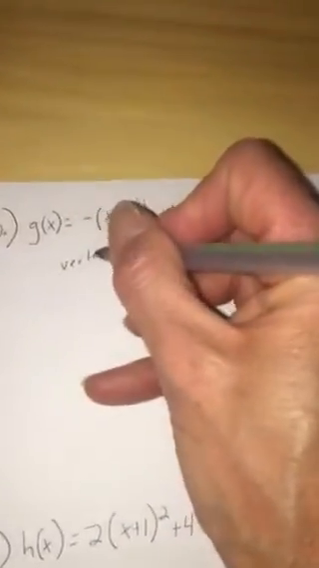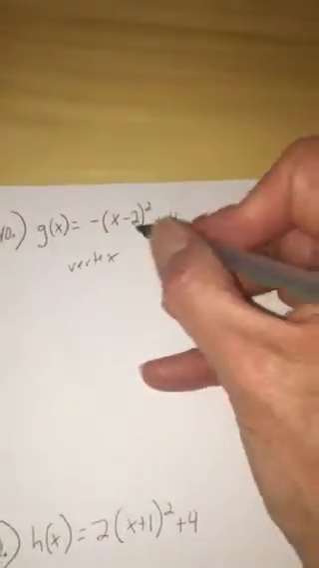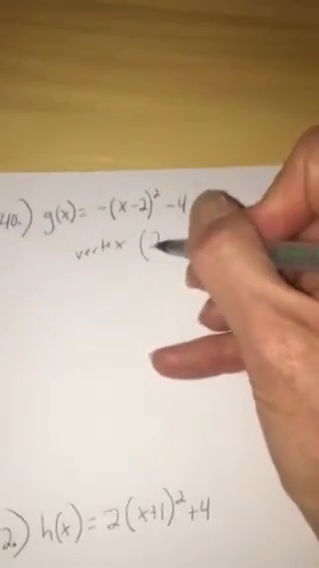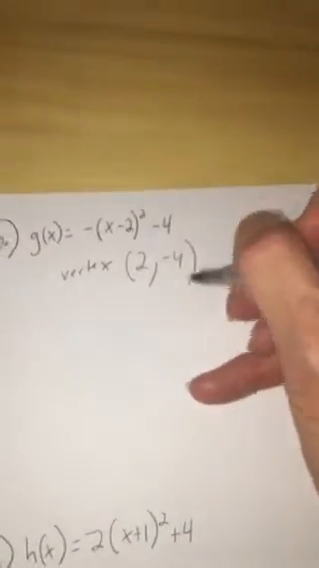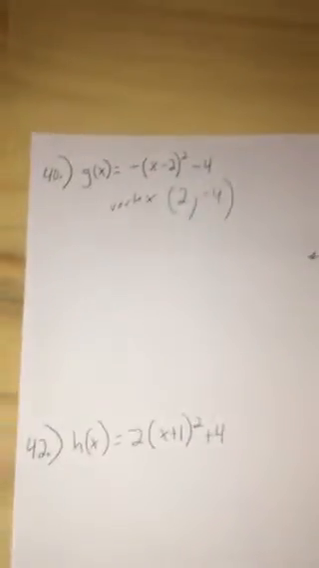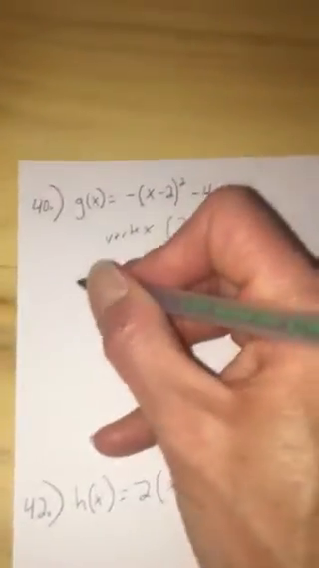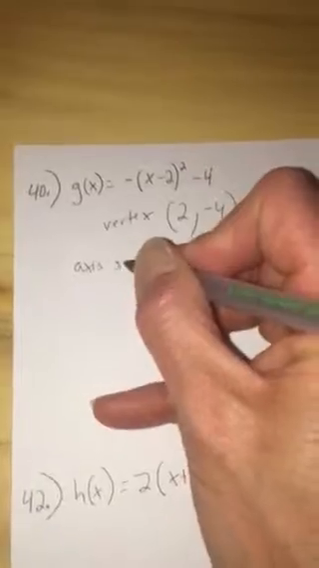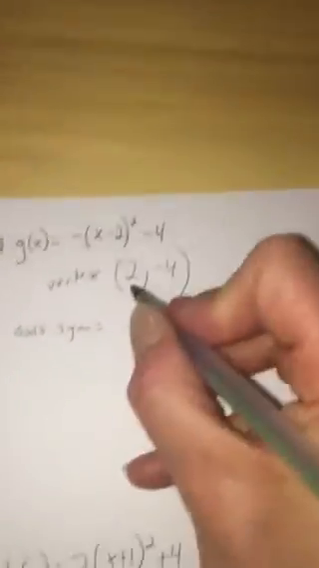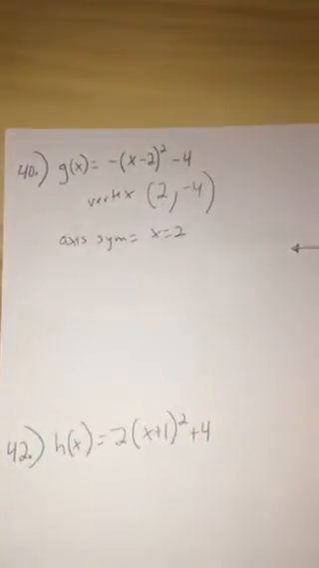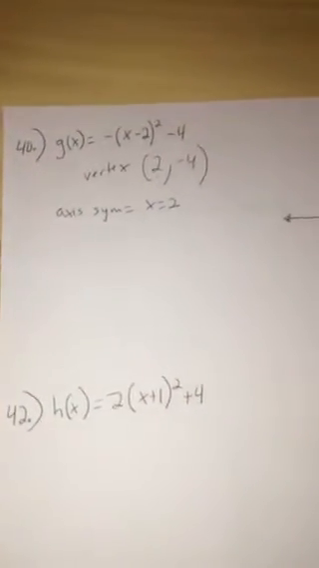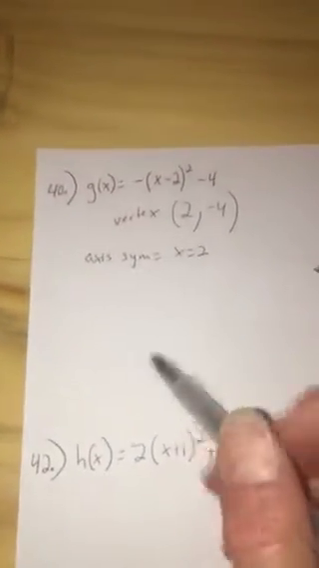Problem 40's vertex is going to be the opposite of that -2, so it's going to be 2, and then the -4 here. And the next part is the axis of symmetry. That is going to be where it intersects here with the 2. So x equals 2. And I could just show you right here.